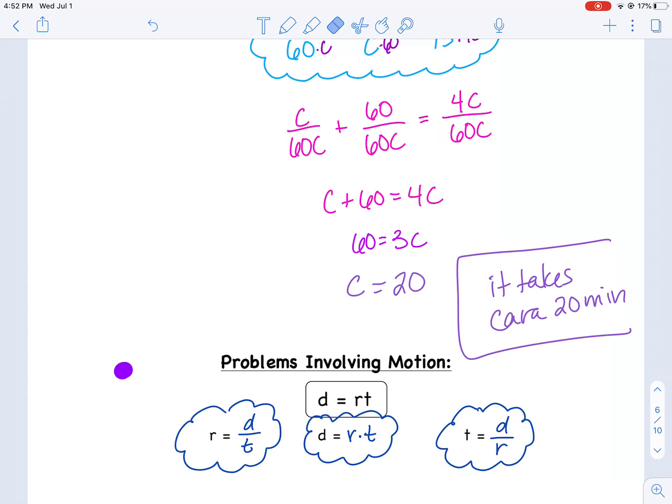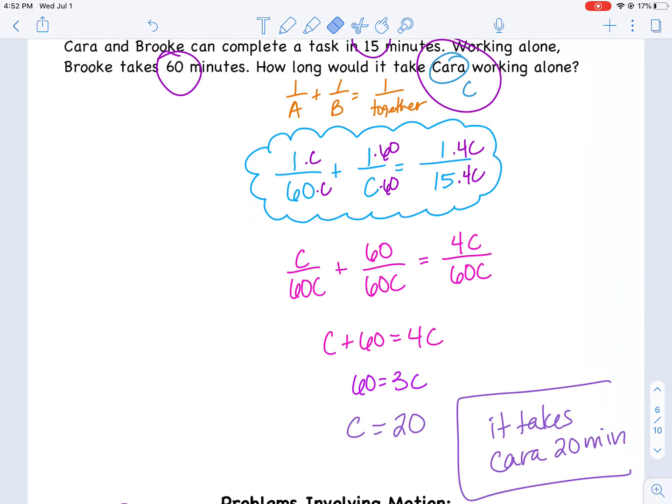Hopefully you got the same answer, making sure that you can show me your setup, your equation, all of your work, so I know how you got that answer.